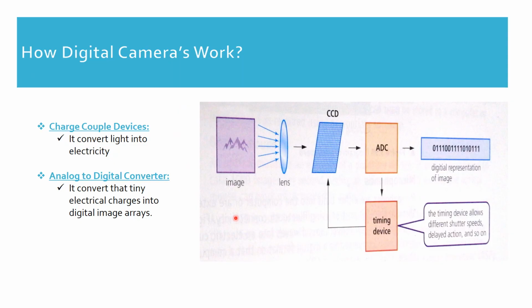How do digital cameras work? Basically, first the image is taken through the lens. Then this image is sent to the CCD, charge coupled device by the way. It converts light into electricity, and this electricity is passed to the ADC. ADC stands for analog to digital converter. And then this ADC will convert those tiny electrical charges into digital image arrays, right? And then the binary code of that image will be created.